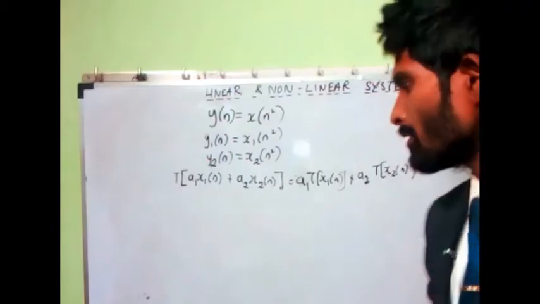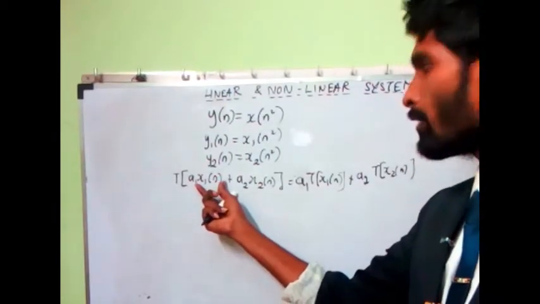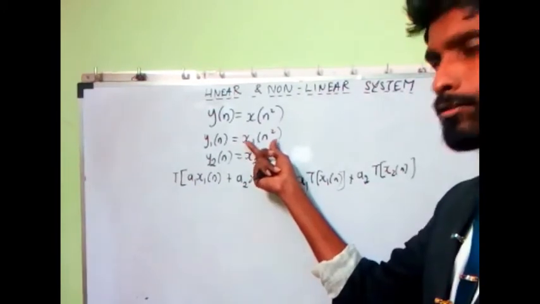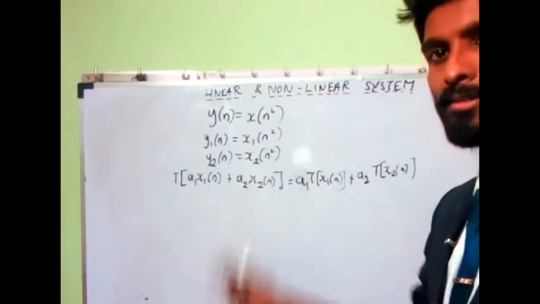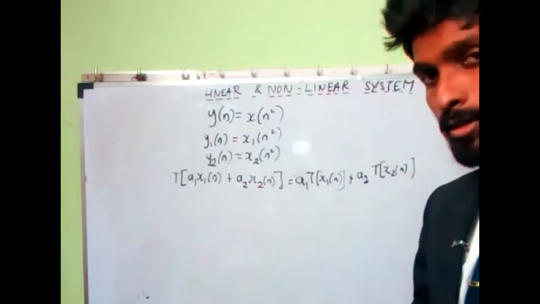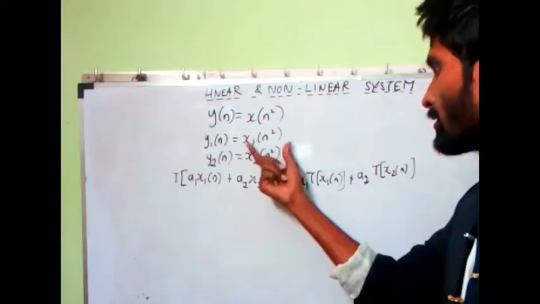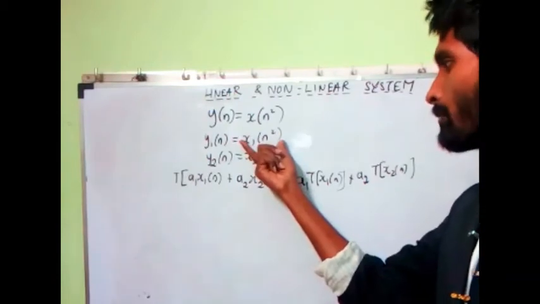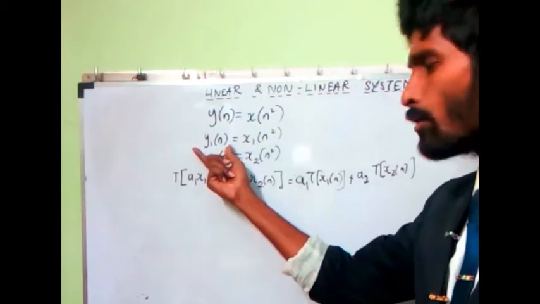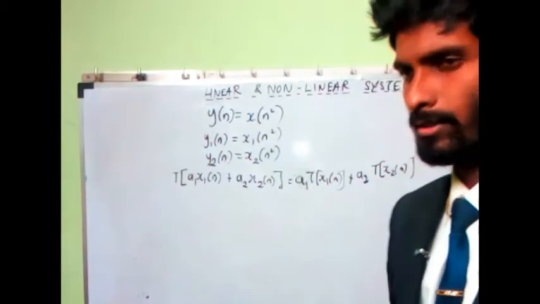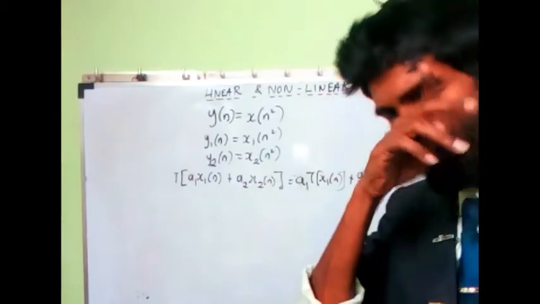Now we have the term x1 of n as x1 of n square, and x2 of n as x2 of n square. Look here, don't get confused, the square is here, not like that. So this is the term of input x of n, and this is the term of output y of n, which is modified in a different way. That is the simple problem, we don't need to worry about this one.